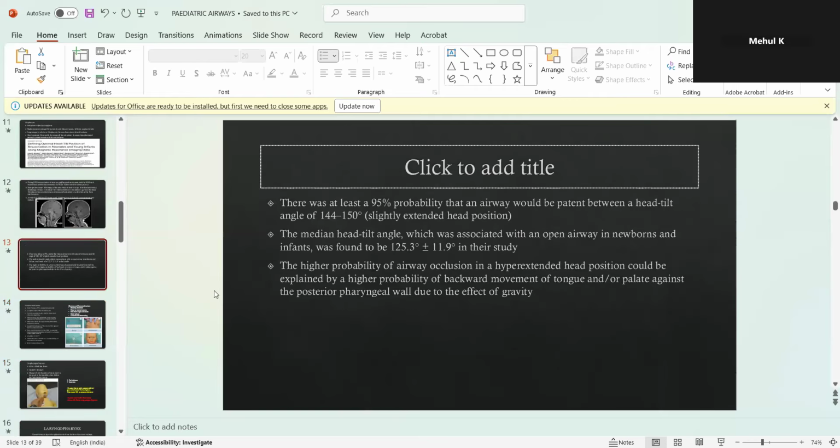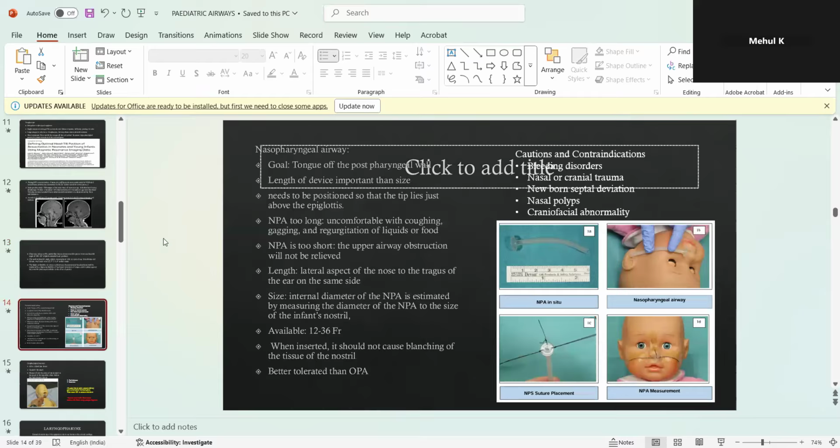And to maintain airway patency, we tend to extend the neck, but hyperextension can actually worsen the obstruction by the movement of tongue and palatal soft tissue due to the effect of gravity onto the posterior pharyngeal wall. So you neither hyperextend nor extend it to a lesser angle. Optimal would be something around 125 degrees. So while we talk about maintaining airway patency, I would like to discuss a few airway adjuncts.